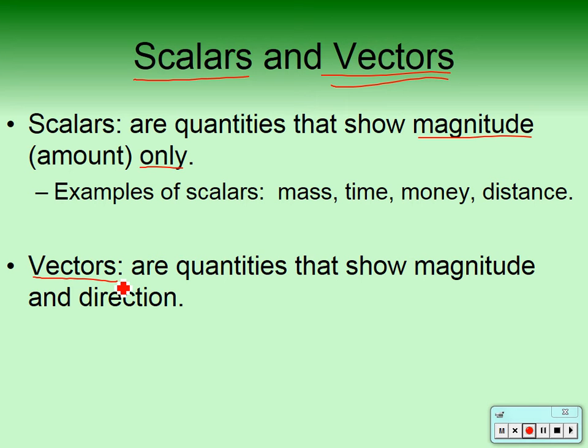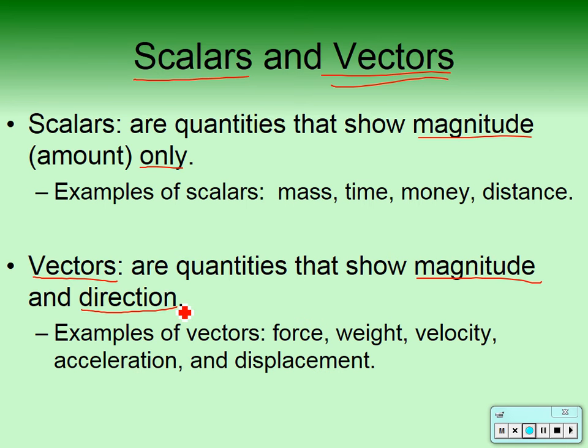Let's contrast that to what a vector is. Vectors are quantities that show magnitude and direction. So not only is it a number, that's what a magnitude is, but it's got to give direction. So here are some vector quantities. A force, like if I push on a box with 5 newtons of force to the right, I'm giving you a magnitude and a direction.